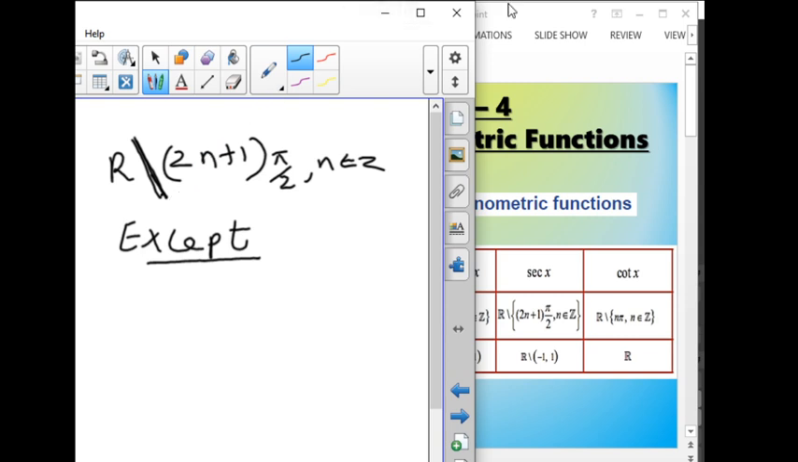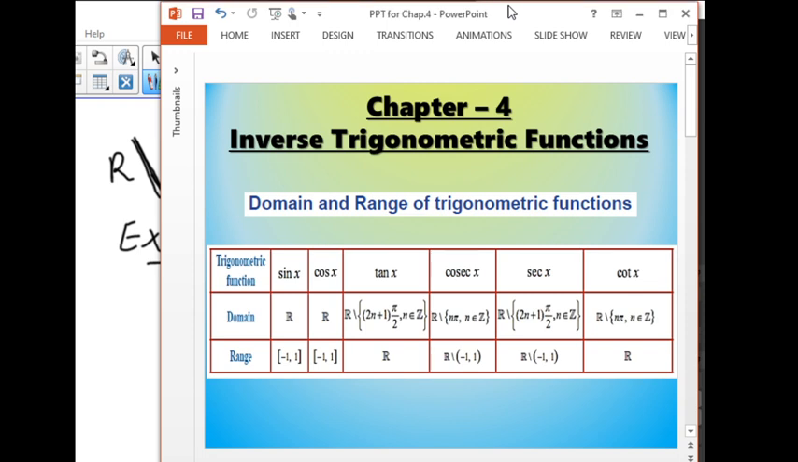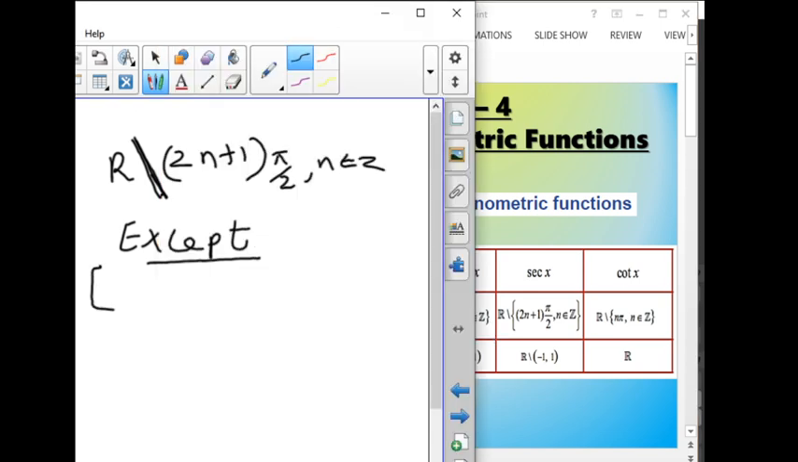Okay, then see secant x in the table, secant x and cosecant x. We have ranges R except open -1, comma 1. So, you know the difference between closed bracket and open bracket. We call this a closed bracket, and this we call an open bracket, that is parenthesis. This is square bracket and this is parenthesis. So, square bracket, when we write -1, comma 1, it means that -1 and 1 are included, that is -1 less than or equal to x, less than or equal to 1.